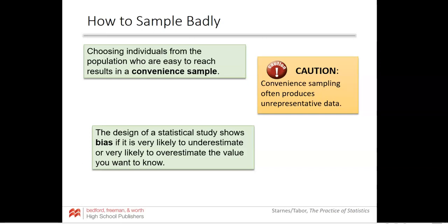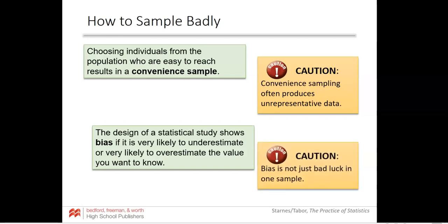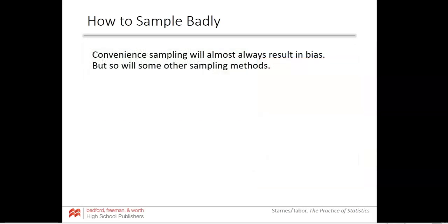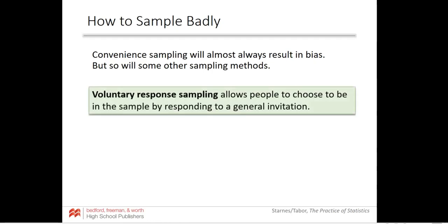And I'd like you to write that down in your notes. Bias means it's very likely to either underestimate or overestimate the true value you're trying to measure. So bias causes all kinds of problems, right? It's not just bad luck. Usually it's bad design more than bad luck. Convenience sampling almost always results in bias.